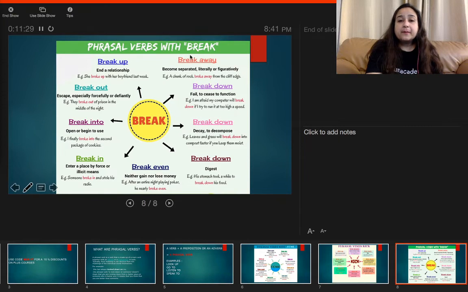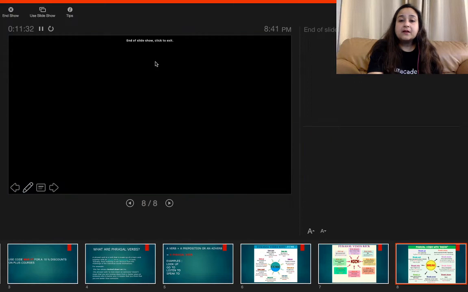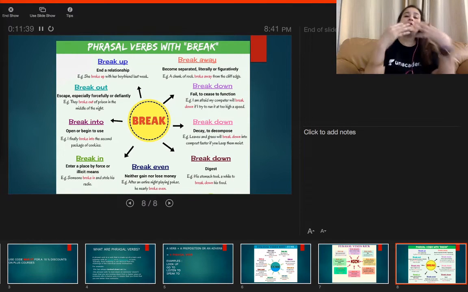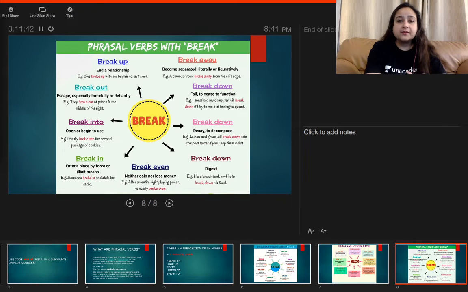Then break away. Break away is to become separated. Okay, so become separated from something. So the chunk of rock broke away from the cliff, means it just got separated. Okay, then he's broken away from the company, means he is separated from the company. Breakdown. Breakdown is to cease to function. Some machine has broken down or the car has broken down, right? So if the car has broken down, that means there's a problem in your vehicle. So there's a breakdown in the car.